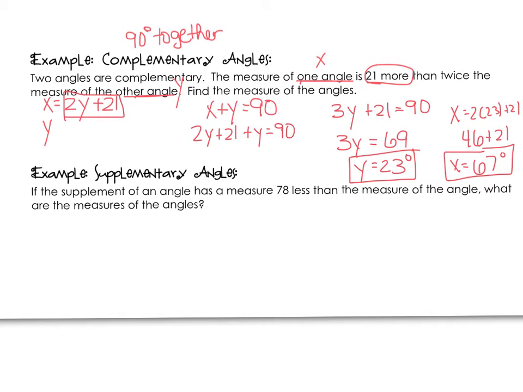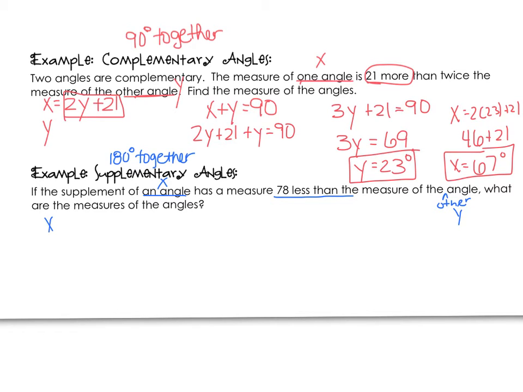Okay, so supplementary is 180 degrees together. Now remember, supplementary also doesn't mean they have to be adjacent. It just means that when you add their angle measures together, they equal 180 degrees. So if the supplement of an angle has a measure of 78 less than, here's an angle, let's call it x. It's 78 less than the measure of the other angle. We're going to call that y.